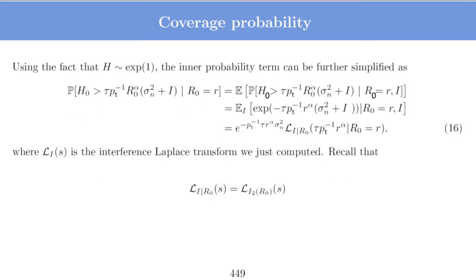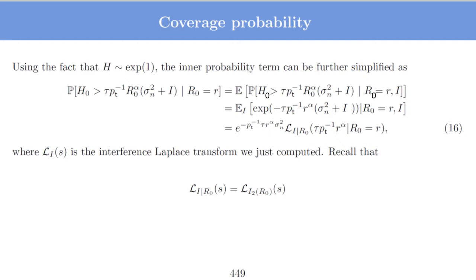Now again remember this term basically has two random variables left, H0 and I. So we will again decondition those one by one. Inside I'll condition on I, and the condition with respect to R0 is already there, and then this value I'll decondition with respect to I outside. So it will be the expectation with respect to I, and then the probability that H0 is more than tau PT inverse R0 to the power alpha times sigma n square plus I.